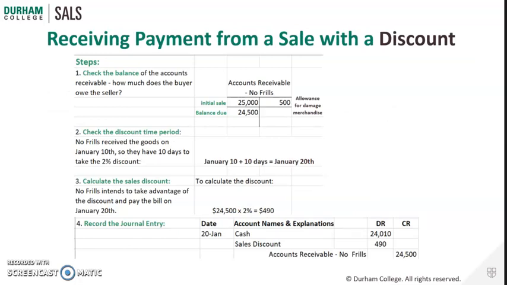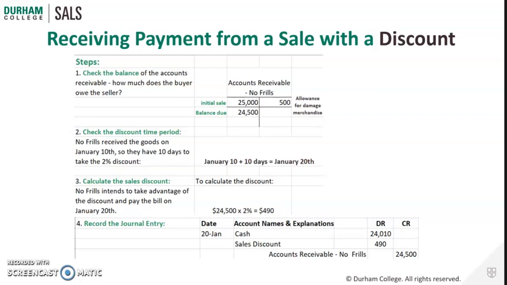No Frills is now going to pay their account using the discount. Whenever the seller is receiving payment from the buyer, they must follow the following 4 steps. The very first step is to check the balance of the account accounts receivable. How much does the buyer owe the seller? So remember, they initially bought $25,000 of Cheerios from us, but $500 worth of Cheerios were damaged. So that reduces their account, so the balance owing is $24,500.